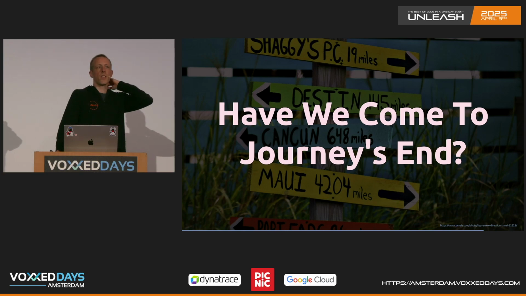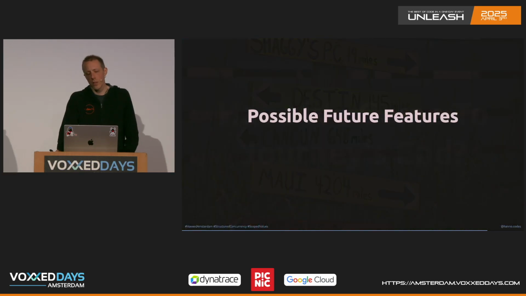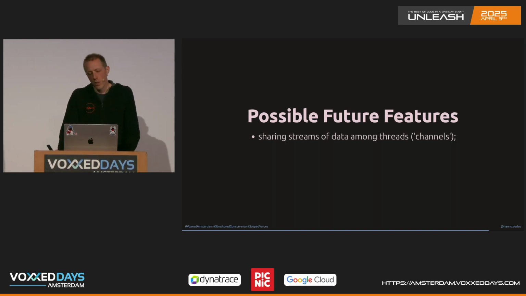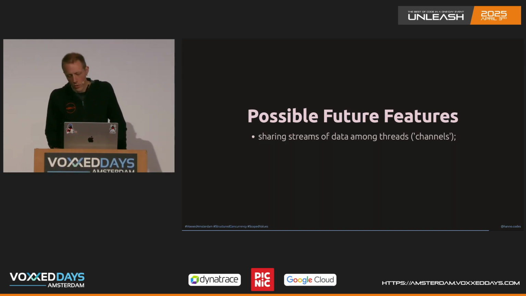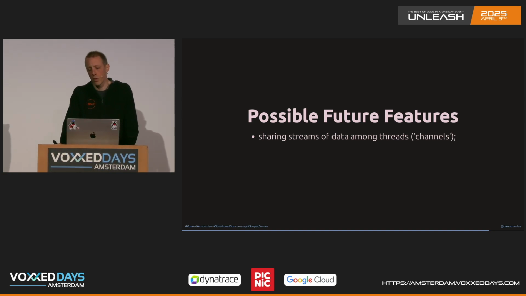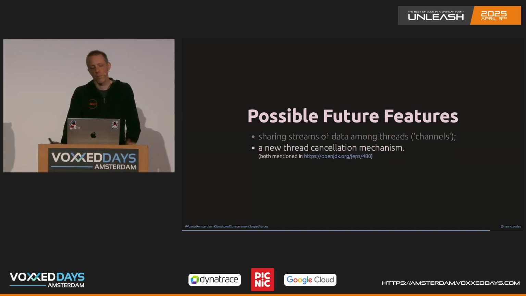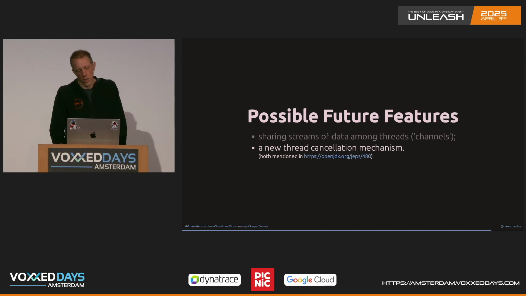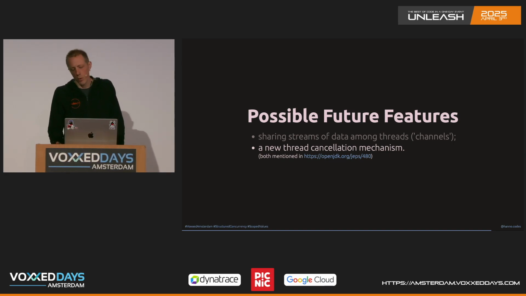Have we come to journey's end? Is this the final station? Of course, the answer is still no. There are a few possible future features that were mentioned in the JEP. Sharing streams of data among threads, also known as channels. The language architects might propose to introduce that in the future. No guarantees, of course. And possibly a new thread cancellation mechanism, also mentioned in JEP 480.